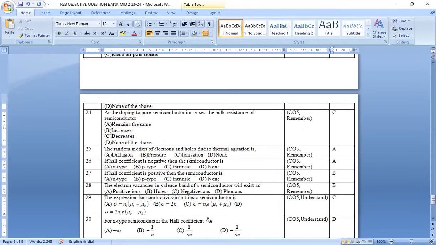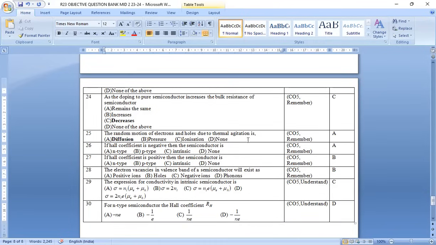The random motion of the electrons and holes due to thermal agitation is diffusion. Exactly. If the Hall coefficient is negative, then the semiconductor is an n-type semiconductor. Option A is the correct answer. If the Hall coefficient is positive, then the semiconductor is a p-type semiconductor. Option B is the correct answer.